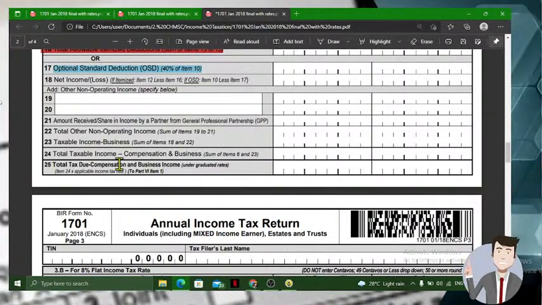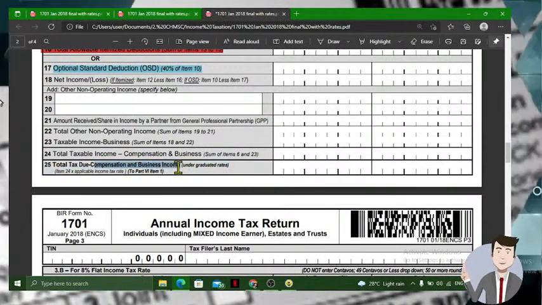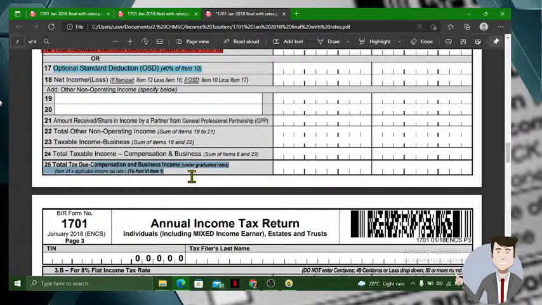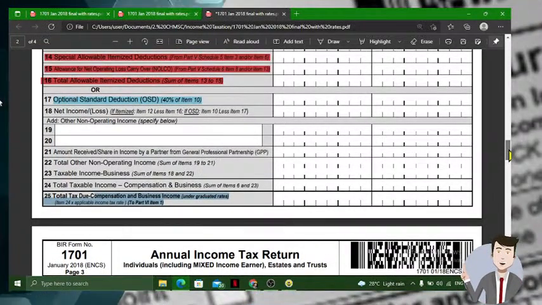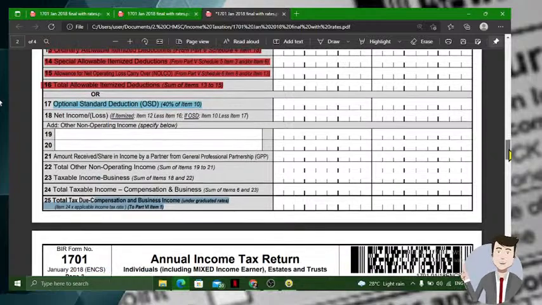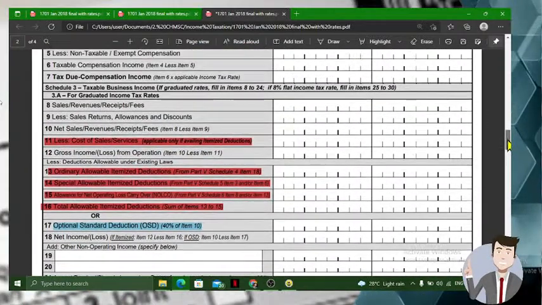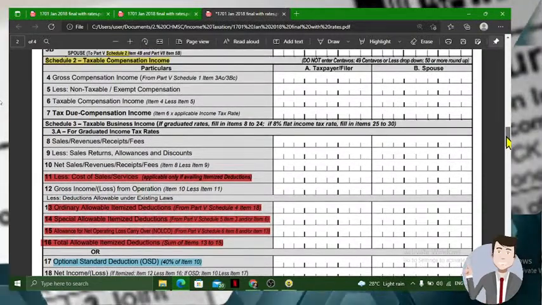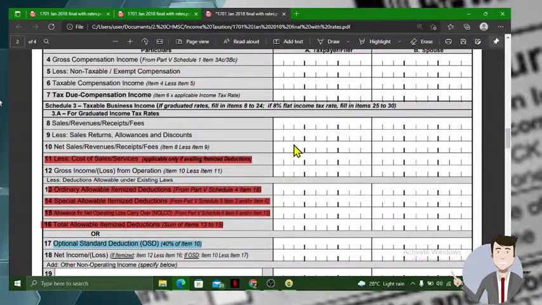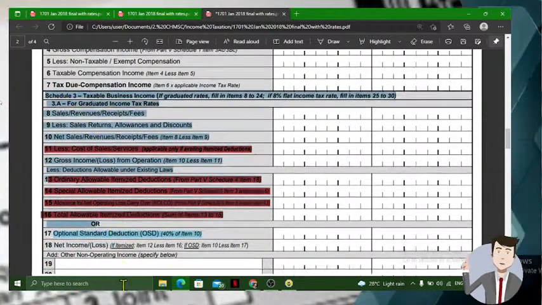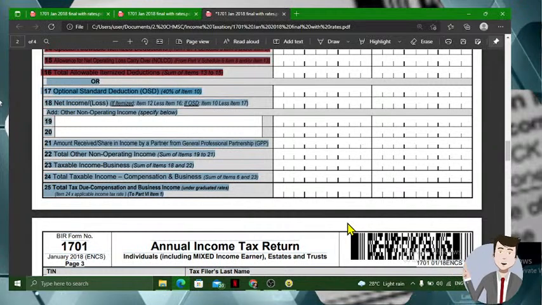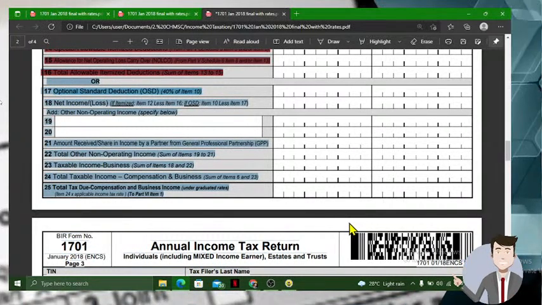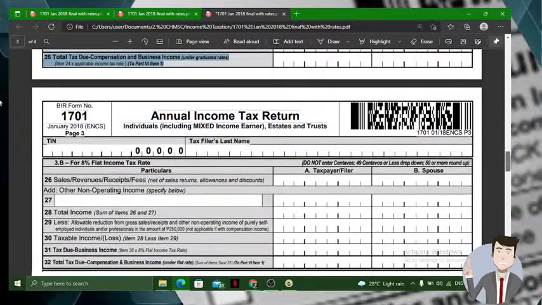Then number 25, that is your compensation income and business income under graduated income tax rate. Okay? So if you're using the 8% income tax rate, you should not fill up schedule number 3. Okay? So your schedule number 3 should be vacant. It should have no content if you are using the 8% income tax option. Okay? So, let's proceed.